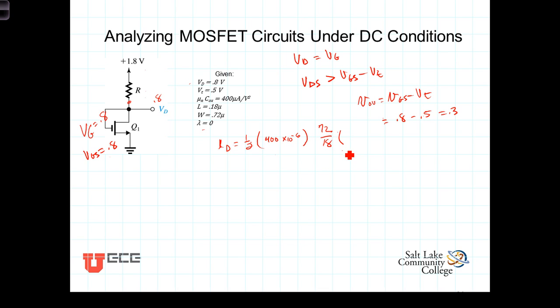So we can go ahead and plug into our equation here. VGS minus VT, that's the overdrive voltage of 0.3, quantity squared. And you go through and calculate I sub D, and we find that I sub D is equal to 72 microamps.